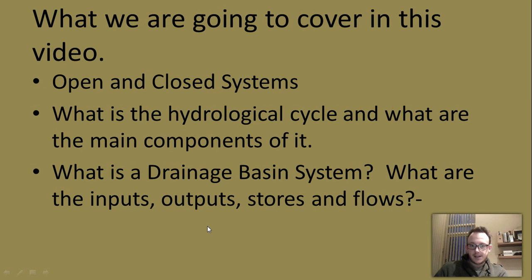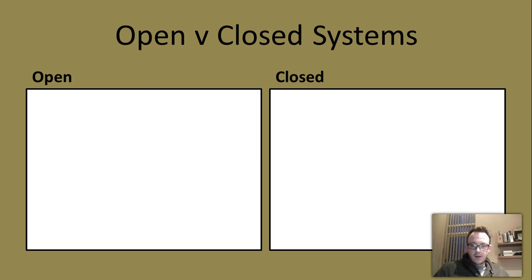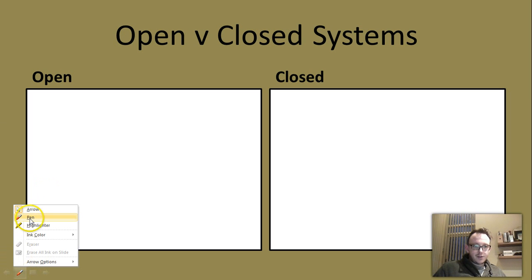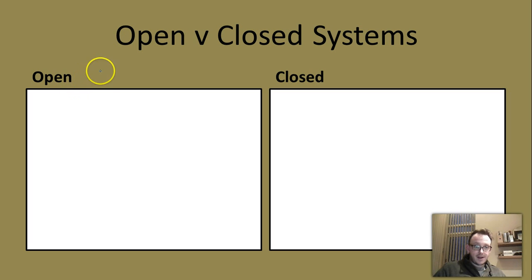So, let's get started. Now from class, you should remember that there are two different types of systems, open and closed. Open systems are ones which allow stuff in and out. Closed systems, nothing comes in, nothing goes out, it just all stays the same.